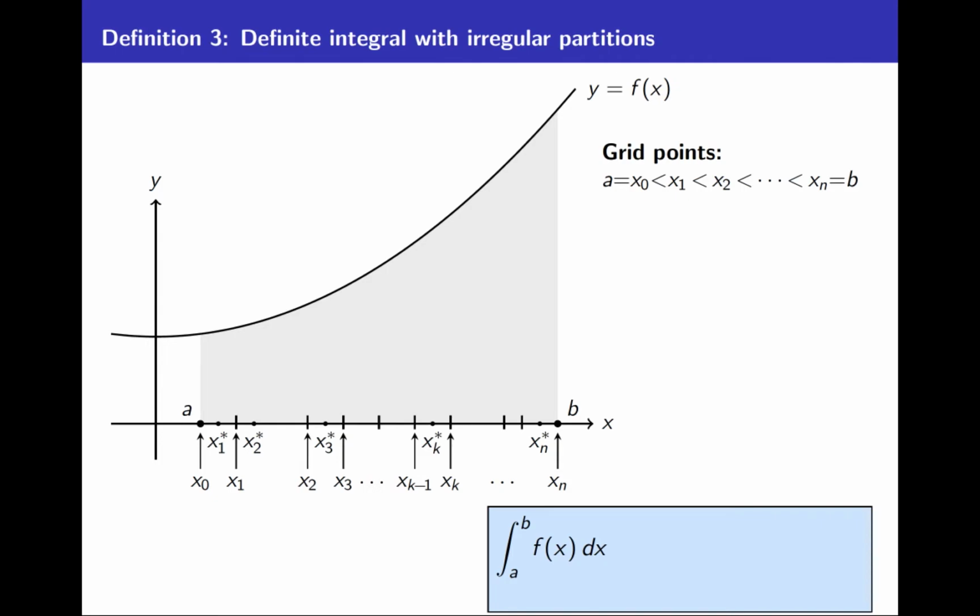Next, you take a sample point in each subinterval. So in the kth subinterval, the sample point is x sub k star. And that could be anywhere in that subinterval.